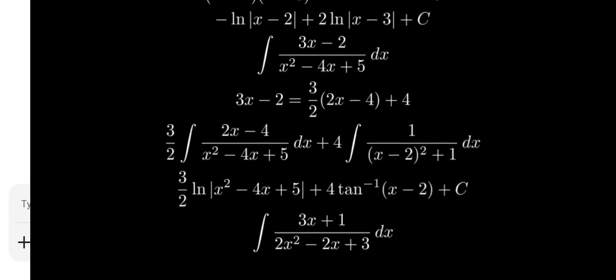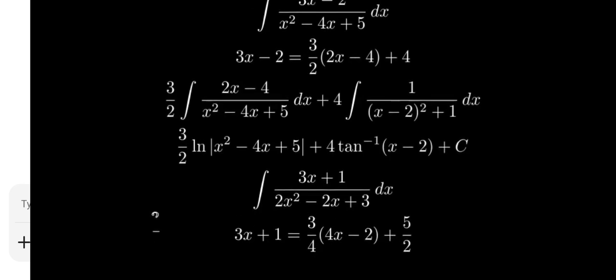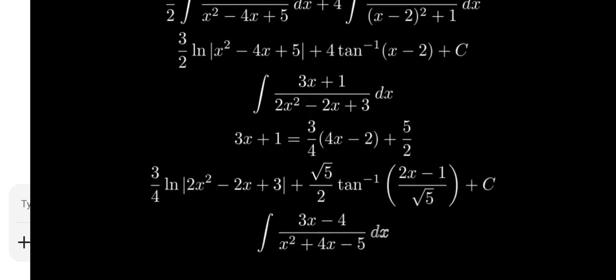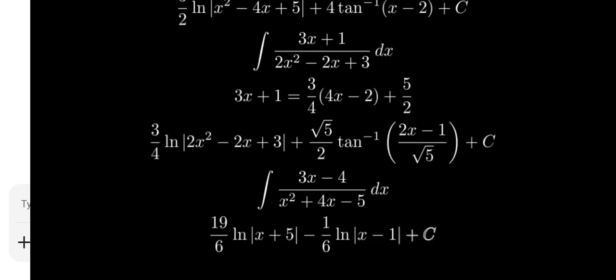Integral 4 Roman 5 uses partial fractions because the denominator factors into (x plus 5) times (x minus 1). We find constants 19/6 and negative 1/6 and integrate the logarithms. Integral 4 Roman 6 again factors the denominator as (x plus 8) times (x minus 2). After partial fractions, we integrate to get positive logarithms with constants 33/10 and 17/10.